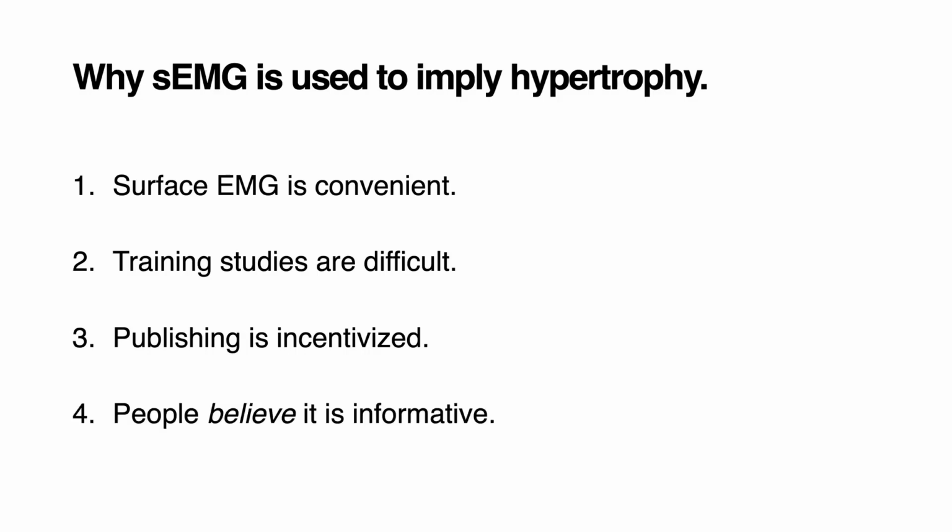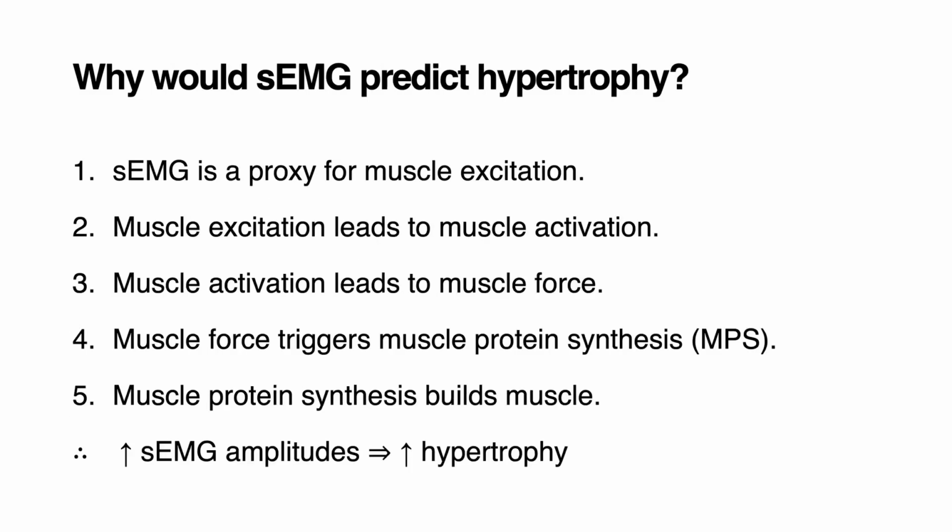In addition, people, I think, really believe surface EMG is informative for hypertrophy. So it's not just an issue of convenience or people trying to game the system. People do think they're doing good work, and I think these are good people. They're not trying to do anything malicious. But I do think there is some logic which undermines some of the logic that's going on here. And I'll go through some of that. So I'll be focusing on that last point.